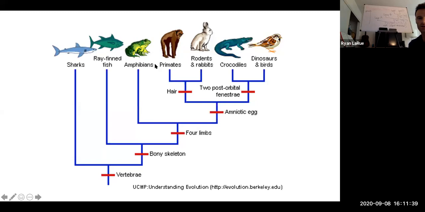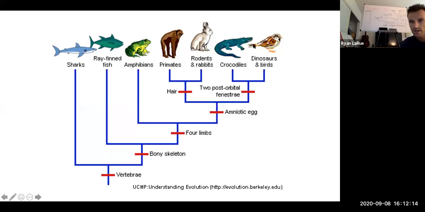Nice. The crocs, dinos, and birds, exactly. So they share that trait. I asked which of these groups have 2 post-orbital fenestrae, which I had to Google myself. It's very interesting. These are anatomical holes in the skull that allow for muscles in the eyes to extend and retract or something. It's really interesting. But crocodiles, dinosaurs, and birds, right?